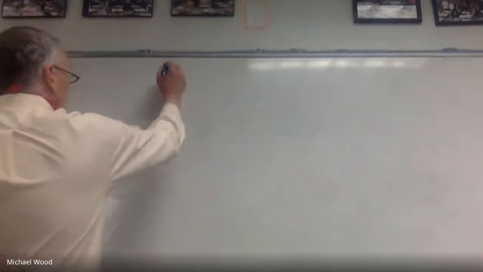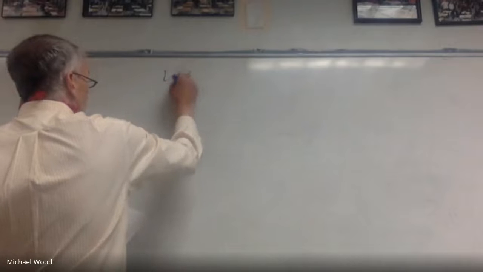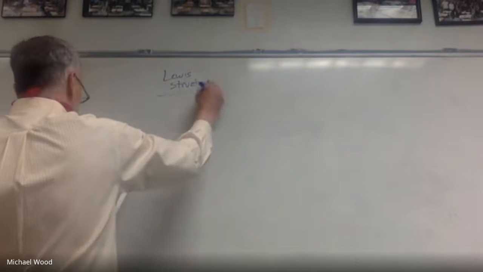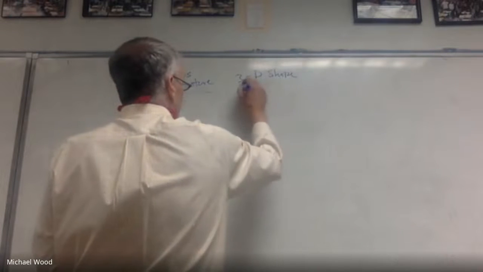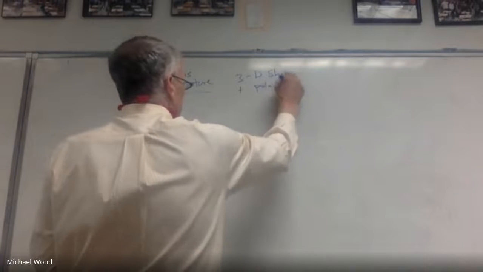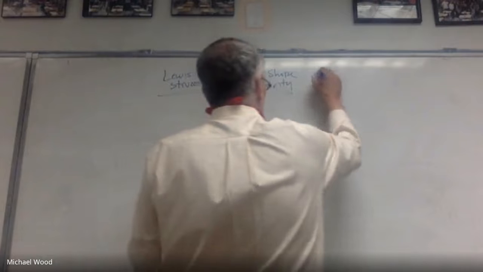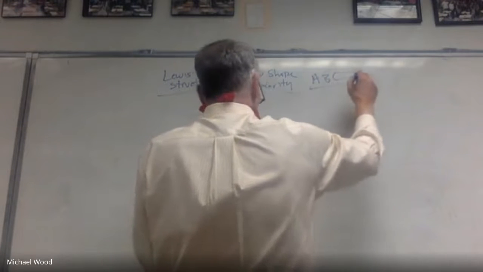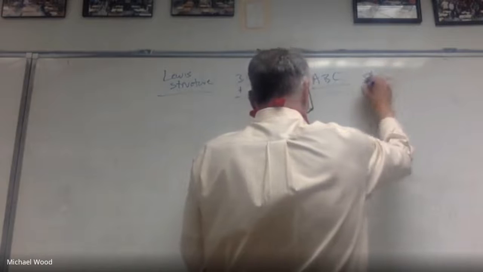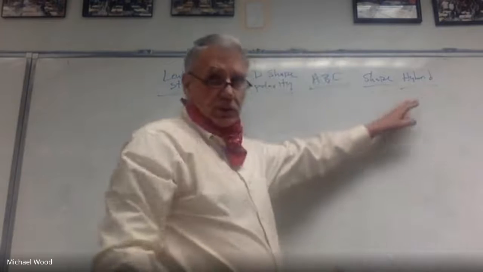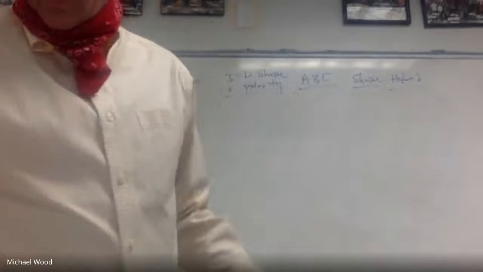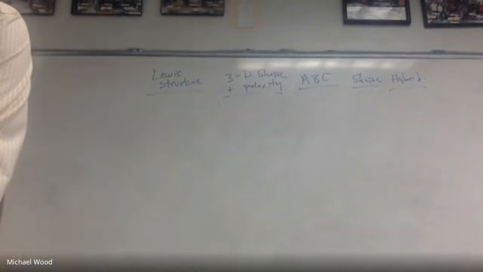I am on this Tinker Toy Lab, the Molecule Lab, and we've got the Lewis structure, the 3D shape, and I'm just going to try and help you with this as much as I can, and the polarity, the ABE, the shape, and the hybridization. Okay, so that's what we've got here. For the first one, which is BCl3.